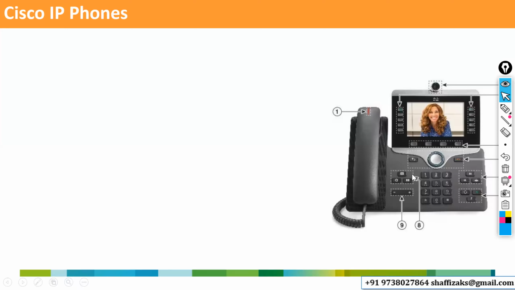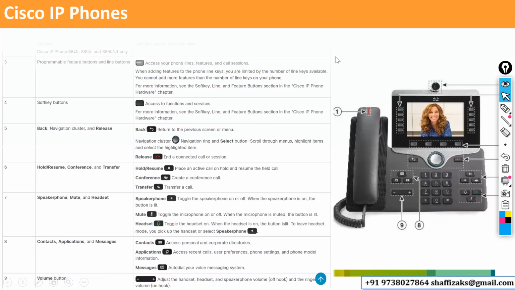Why? Because the latest 78 series and 88 series phones all have the same thing. In production also, we use the same types of phones. Handset, light strip, camera, programmable features, soft key, back, cluster, release, hold, resume, conference, speaker, contact, application, settings, volume buttons. We have 1, 2, 3, 4, 5, 6, 7, 8, 9 of these options. Clear? The settings, what exactly the options are, what different keys we get, and what is the use of those keys and everything on that phone.